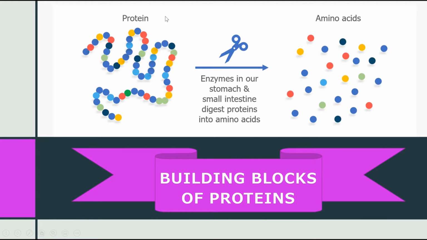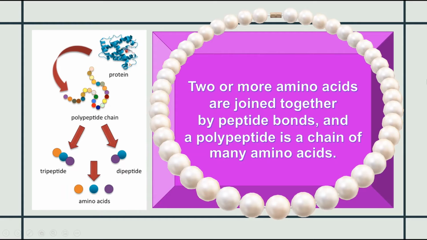Whatever protein food we eat is broken down with the help of the enzymes present in our stomach and small intestine. Then we get a lot of building blocks or small components. We call them amino acids. As I told you, two or more amino acids are joined together by peptide bonds, and a polypeptide chain of many amino acids is formed.